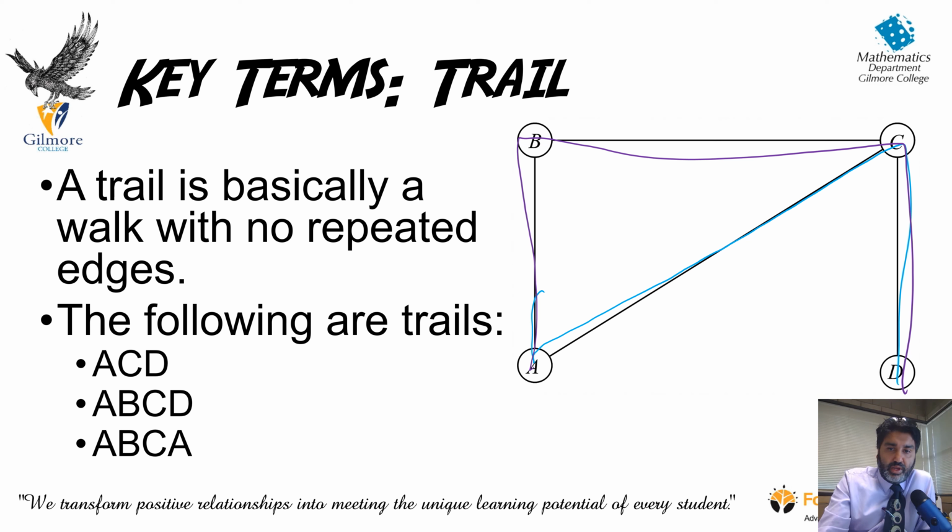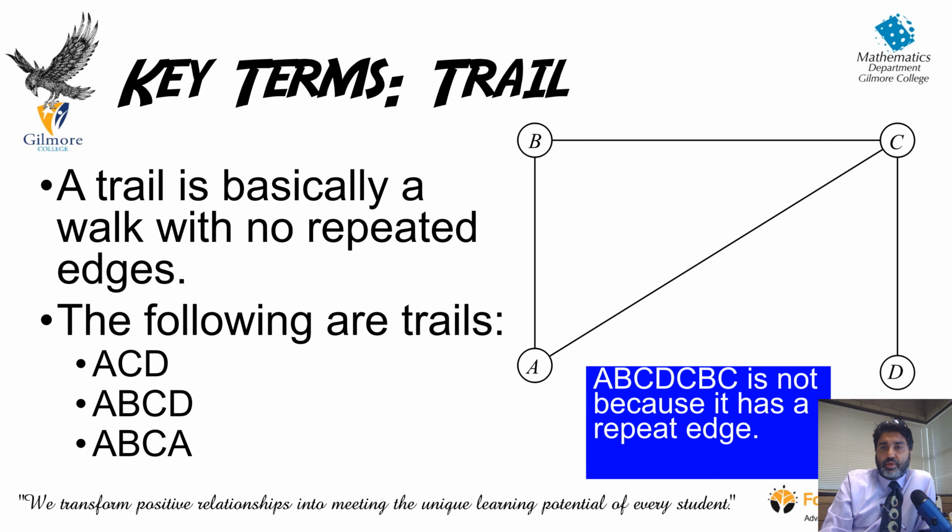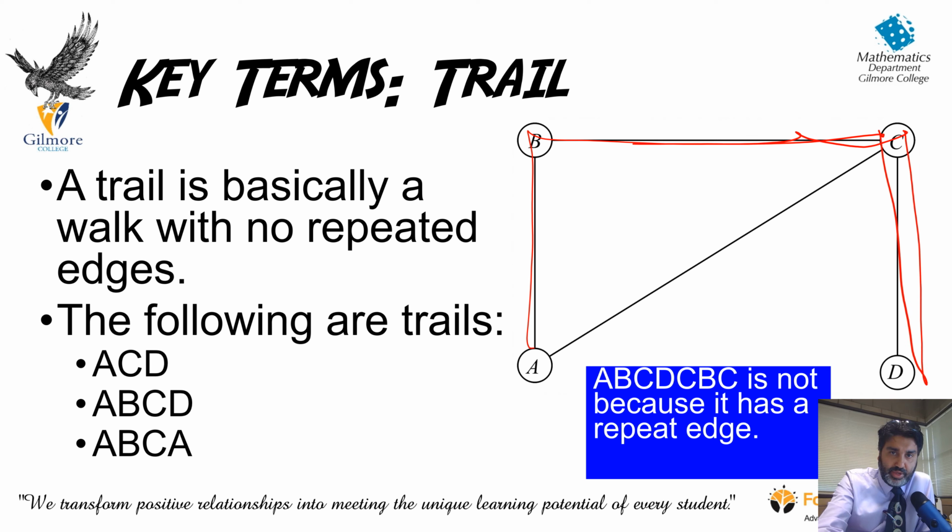And then we've got, let's go with red. We've got A, B, C, back down to A. A, B, C. So let's do this again. So we've got A, B, C, D, back to C, back to B, back to C, is not because it has a repeat edge.